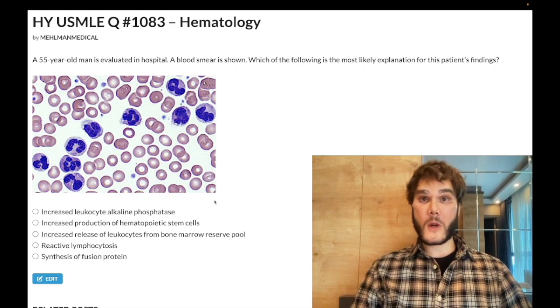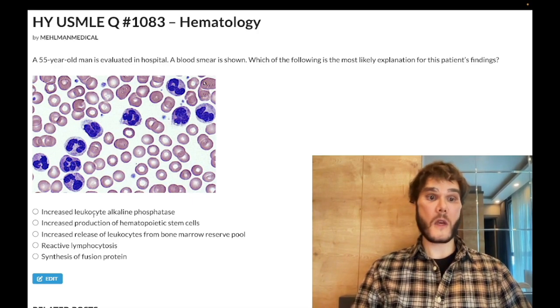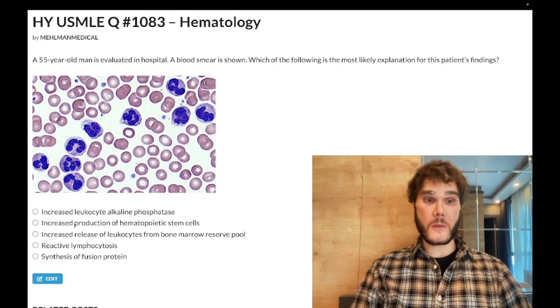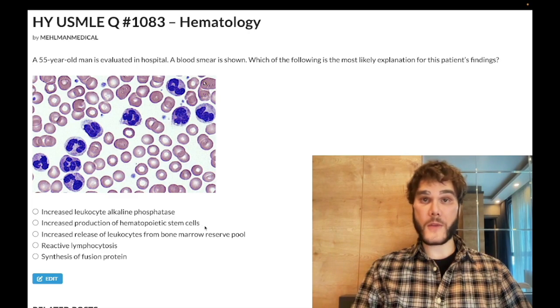So some of you are going to say, hold on a second, isn't leukocyte ALP increased in leukemoid reaction? The answer is yes, but that's not the most likely explanation for the leukemoid reaction. That's not what's causing the leukemoid reaction here. So yes, you would have an increased leukocyte ALP, but there's a better answer. Okay, let's just hop through. So choice B, increased production of hematopoietic stem cells, wrong answer. This is a very buzzy answer choice for polycythemia vera.